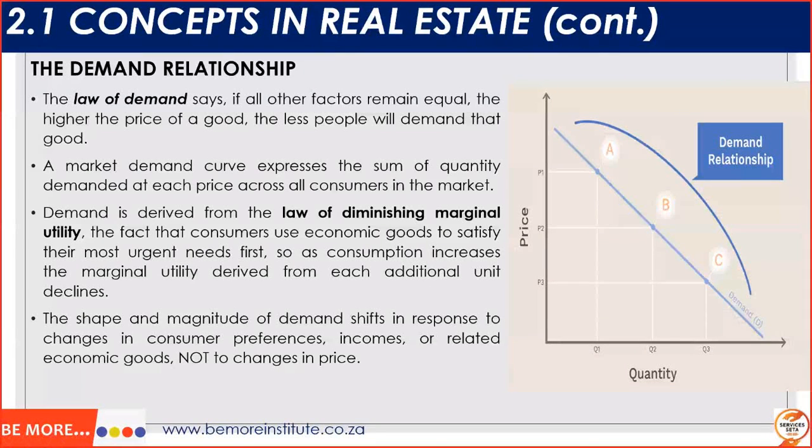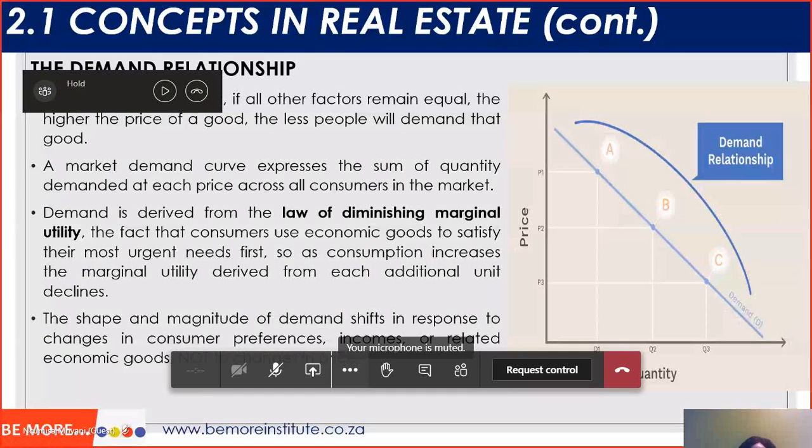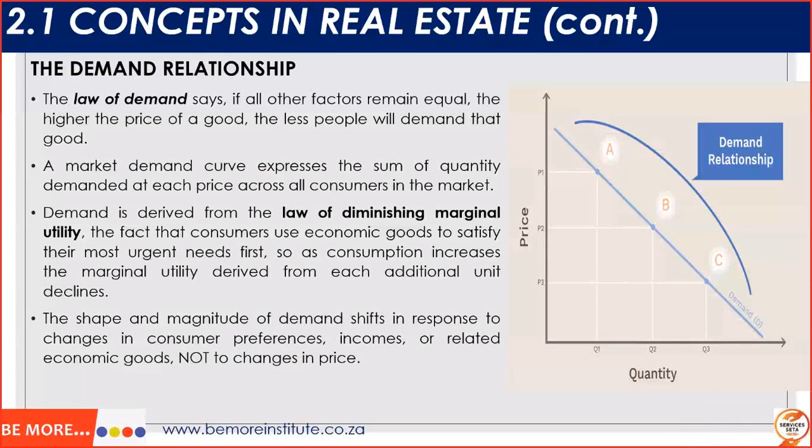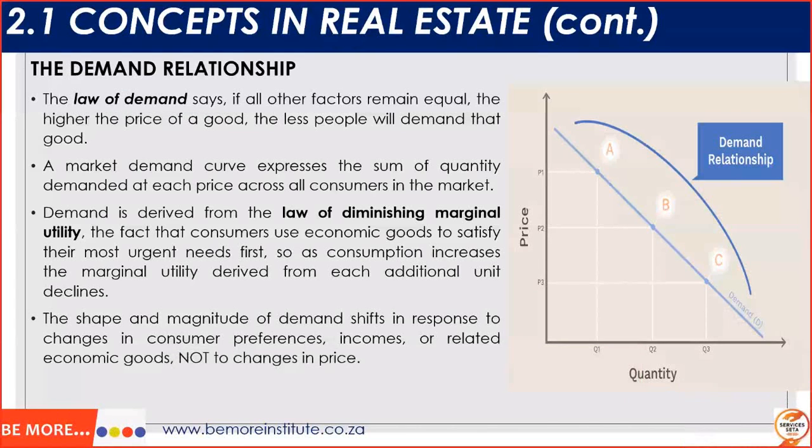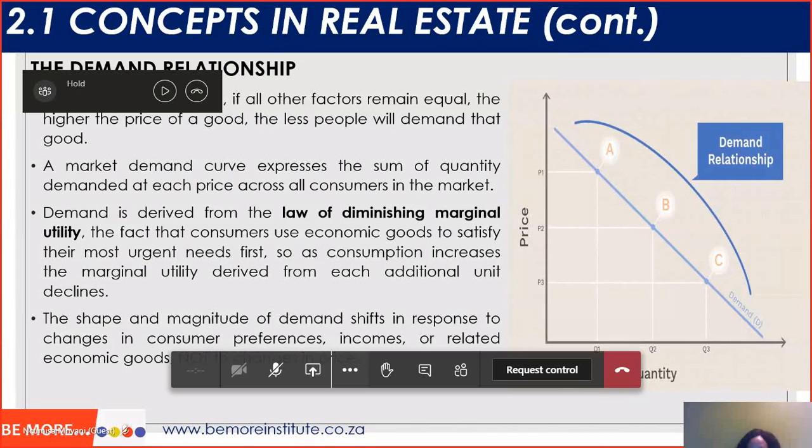The shape and magnitude of demand shifts in response to changes in consumer preferences, incomes, or related economic goods, not necessarily to changes in price. So to a certain extent, affordability is an issue, but also one of the major things is the satisfaction that people get from a good. And when your income increases as a particular individual, you start changing the things that you are looking for or demanding from the market.